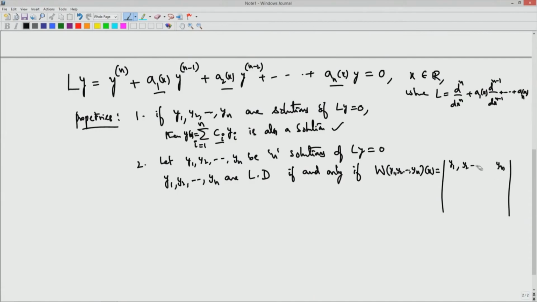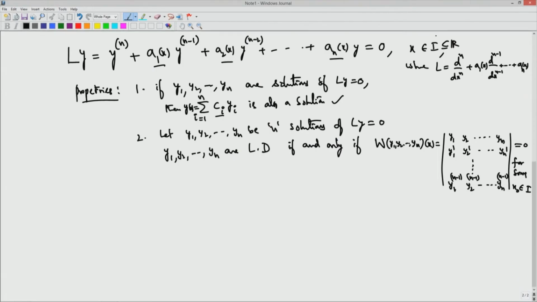You take this as y1, y2, yn. So like a matrix, the first row is y1, y2, yn, then y1 dash, y2 dash, yn dash. You go like this up to the n minus 1th derivative of y1, y2, up to yn. So if this is equal to 0 for some x naught belonging to I, okay. If your domain is I, that is part of the real line, this is what you will have.